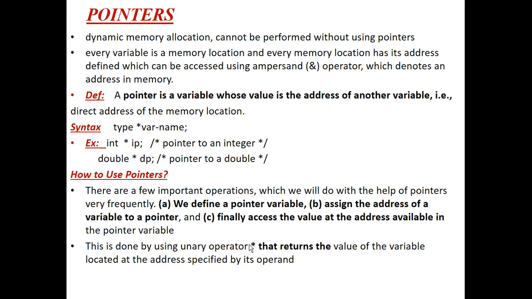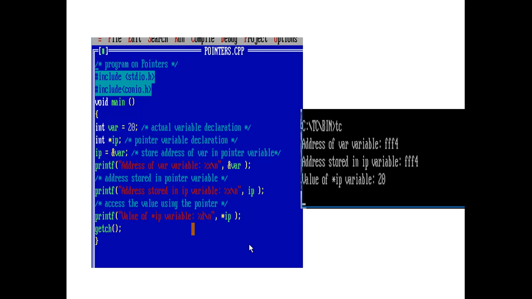So next, let's understand a small program I have written on pointers. Let's understand the program line by line. Here I have included the two standard library header files, stdio.h and conio.h. Next I have written a main method of void type. That means this main method doesn't return any value, because void means nothing.